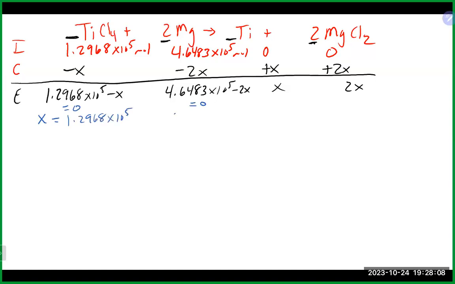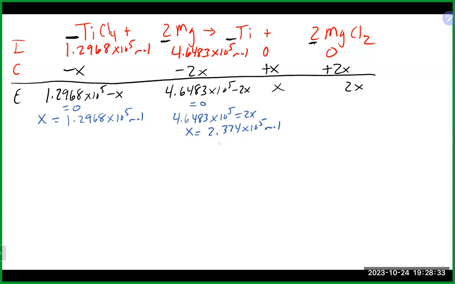Here, this would be 4.6483 times 10 to the 5th equals 2x. Dividing by 2 will give us an x value here of 2.324 times 10 to the 5th moles. Any question on how we do that calculation there? Just basically solving for x.